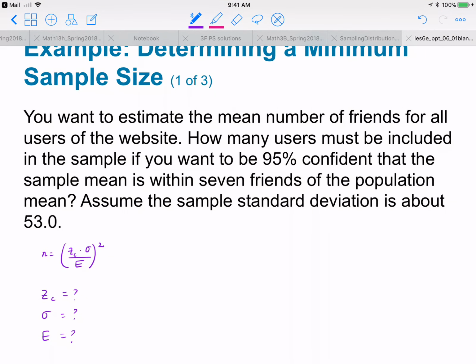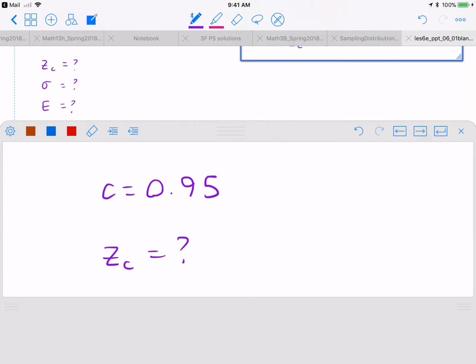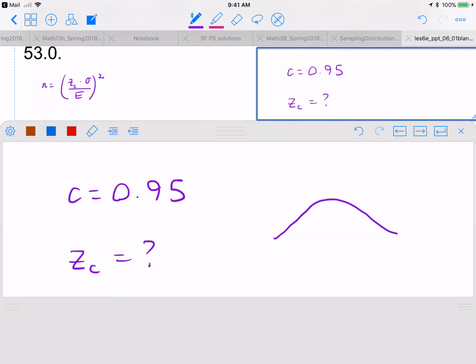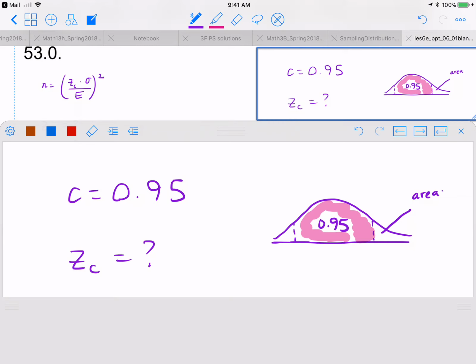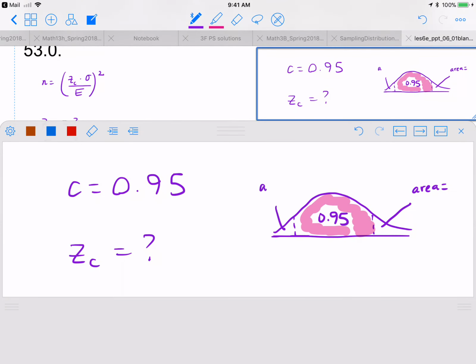So, you want to estimate the mean number of friends. How many users must be included in the sample if we want to be 95% confident? That means C is equal to 0.95, and so what is our ZC? Well, we can do our little trick. It's not a trick, it's a computation. The middle area is 0.95, and the area on the ends has to be 1 minus 0.95 divided by 2, which would be 0.025.